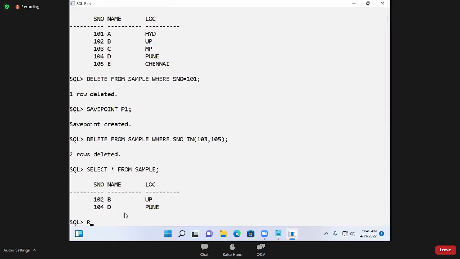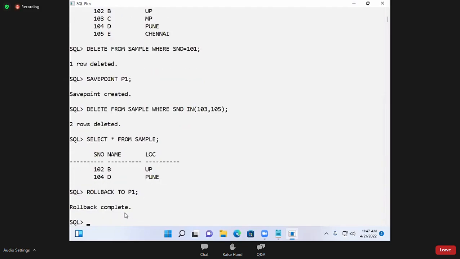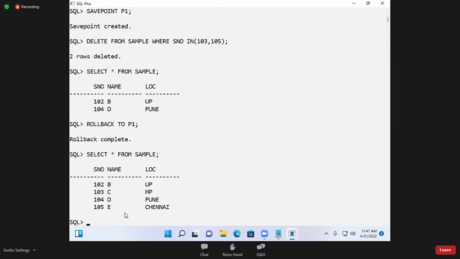And now we can see, now I'm using rollback to P1. If I roll back to P1, under P1 how many rows did I keep? 2 rows. Just observe whether the 2 rows came or not. Came, right? Yes. And the remaining row is 101. Where is 101?